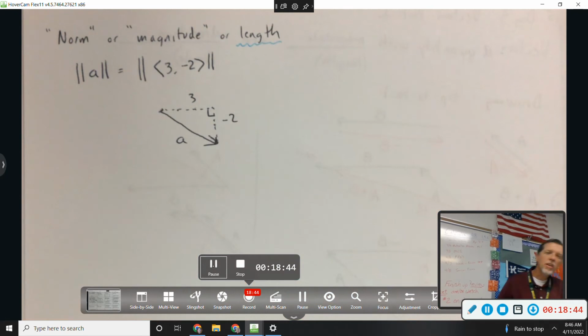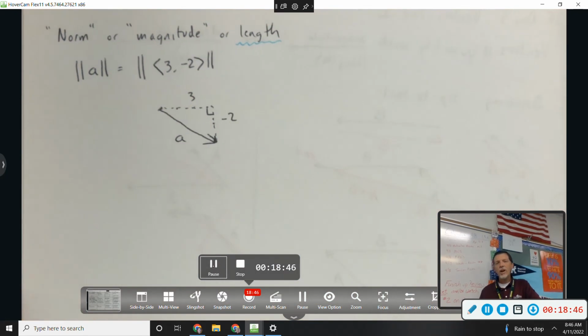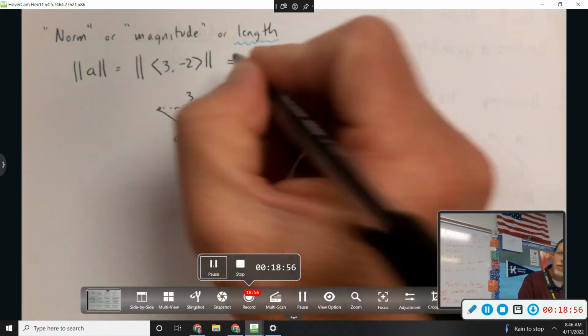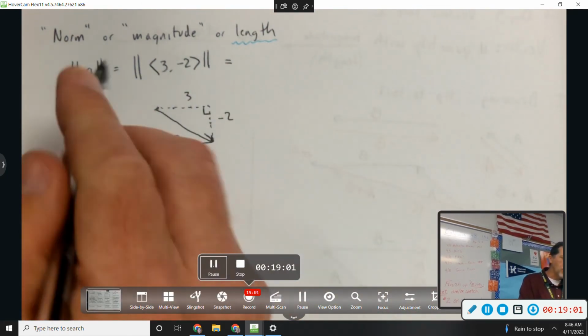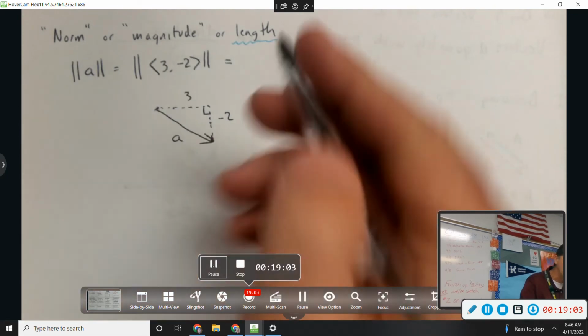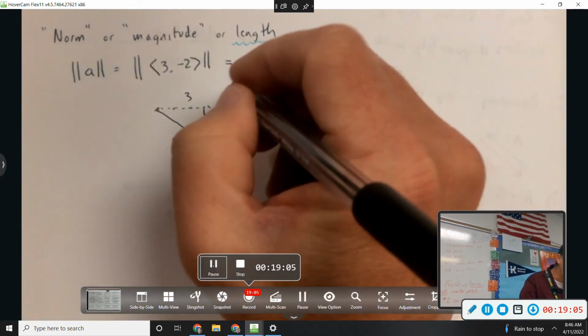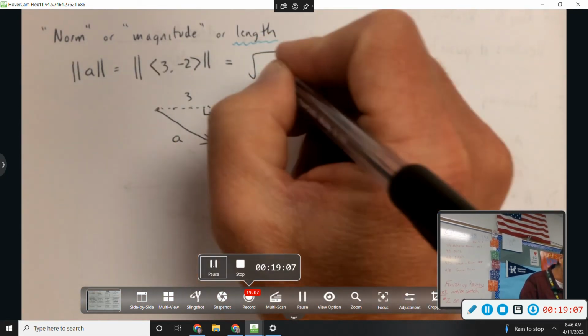Especially if I throw a right angle in there. So how can we find the length of A? Pythagorean theorem. A squared plus B squared equals C squared. So it's a formula you already know. Some notation you don't, with the 2 bars, and words you maybe not, norm and magnitude. But once you understand what's being asked, yeah, it's just A squared plus B squared equals C squared.